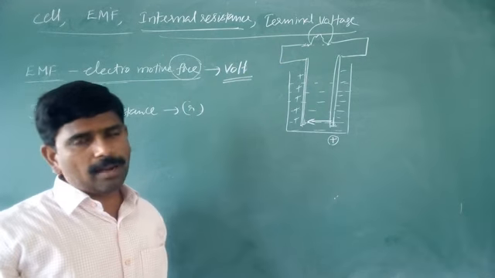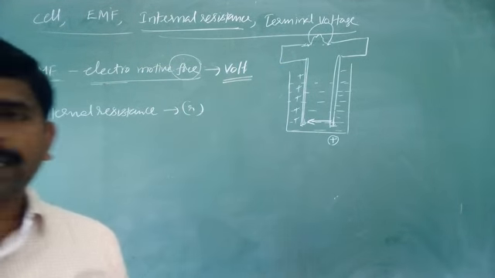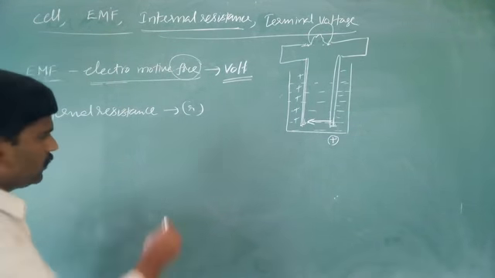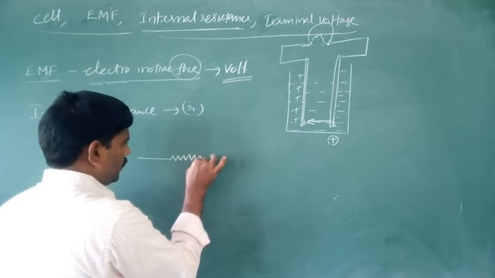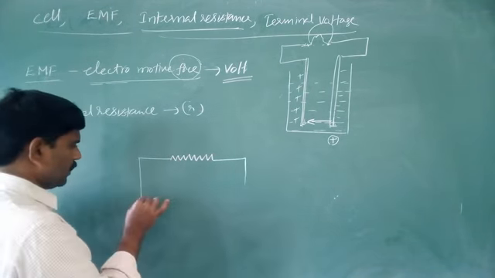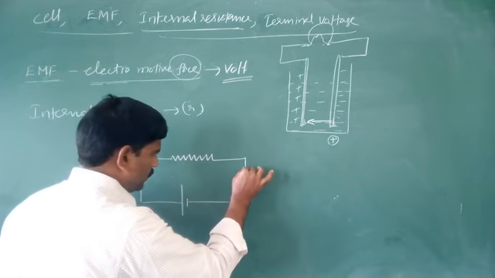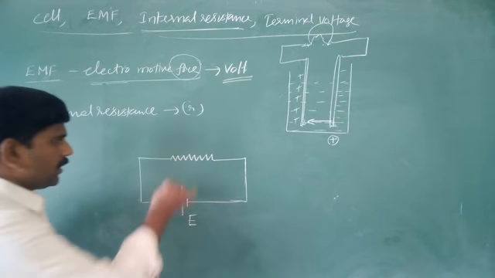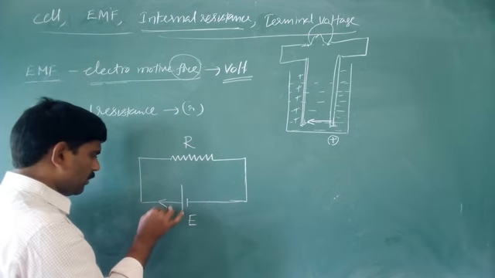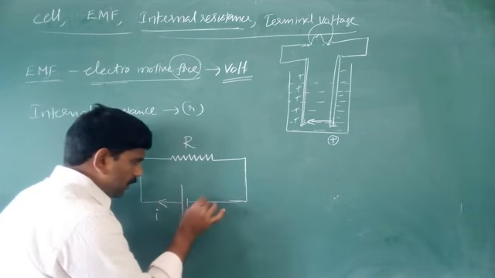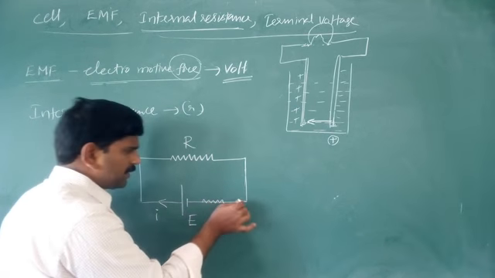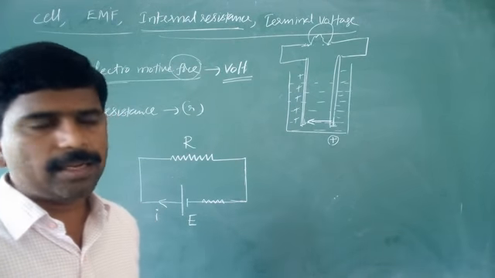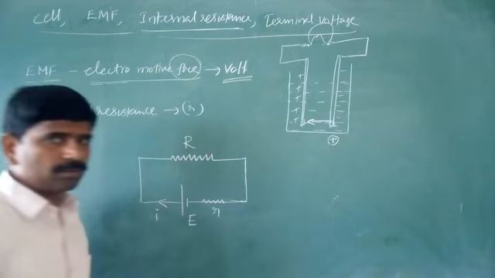So what about the terminal voltage? That is nothing but the voltage across the terminals. What is that terminal voltage? Try to observe here. I am taking this as a resistance, capital R, and this one is the cell having EMF E volts. Resistance is equal to R, and the current passing through it is I. Every cell must consist of some internal resistance. That internal resistance is equal to r.